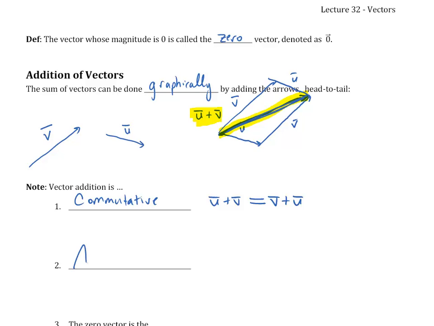It's also associative, which means if I had three vectors, I can add the first two together and then add a third vector, or I can add the second two first and then add that to the first vector. It doesn't matter which order you go in, which pair you do first, you will get the same answer.